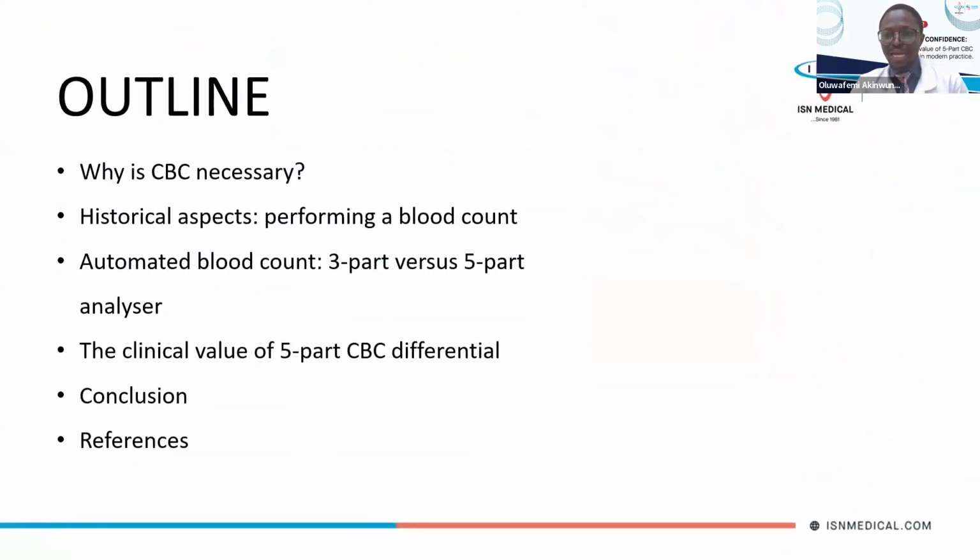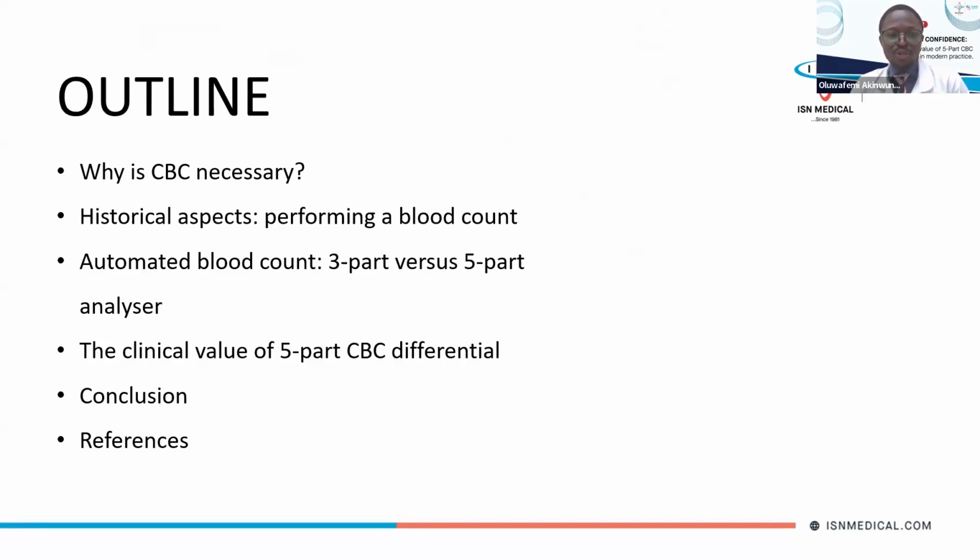So we'll look at this outline. Why is a CBC necessary? For those of us that are not too used to the terminology CBC, it's commonly used in the Americas. What most of us know it as is full blood count. So it's essentially the same thing. If you see a CBC or a full blood count, it actually means the same thing.